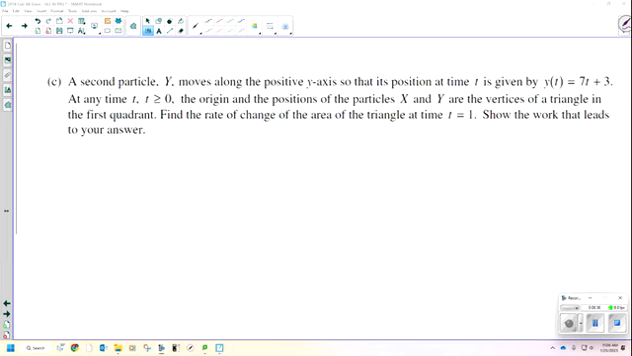5C, which is the last part to 5. There is no 5D, it's only 5A, 5B, and 5C. 5A and B were simple. Let's see what 5C does to us here. I got a feeling this might be some work.